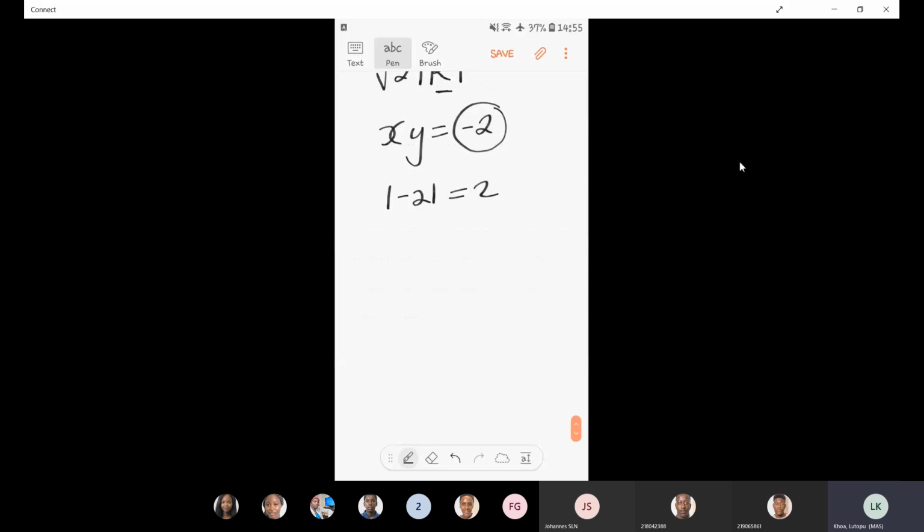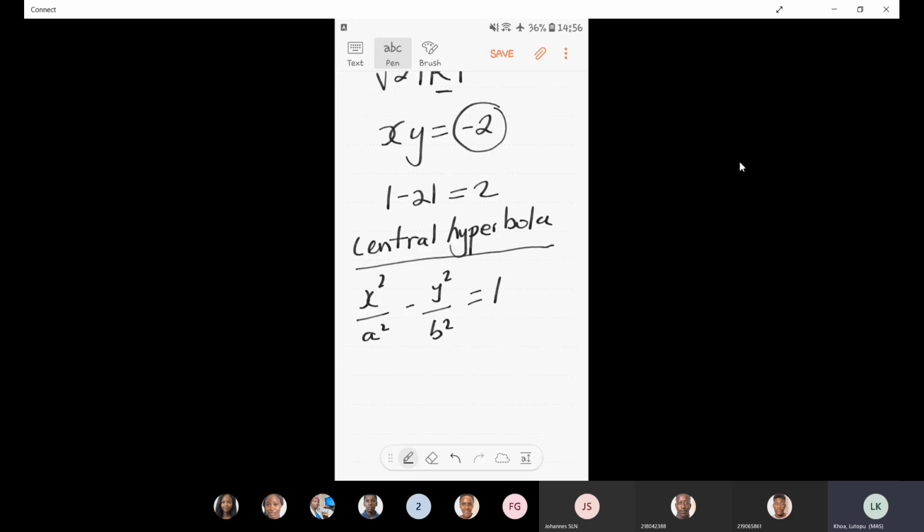Then we have the central hyperbola. With the central hyperbola in standard form, it looks like this. We have x squared over a squared minus y squared over b squared. This is equal to 1. It is always equal to 1. Now, most of the time you will not be given an equation where it's equal to 1. It is up to you to rewrite it so that it is equal to 1.